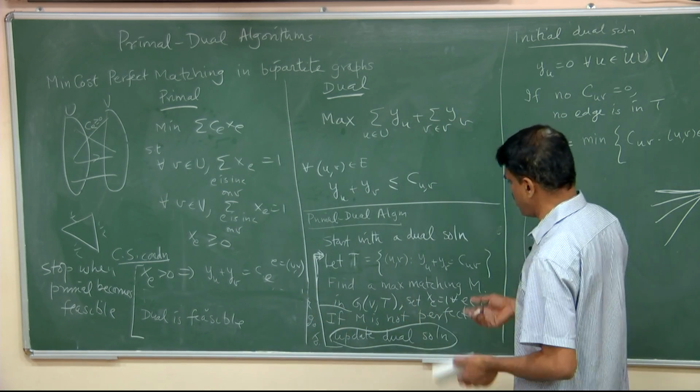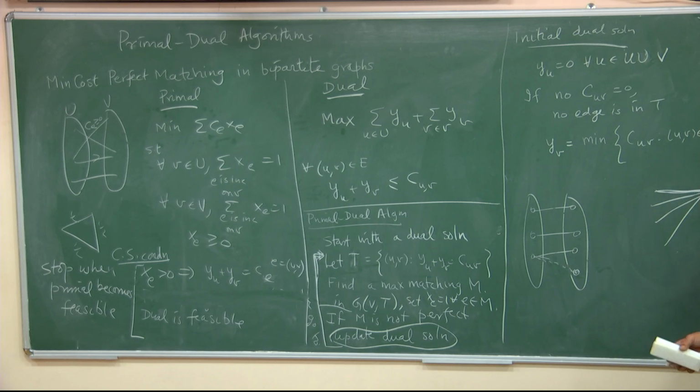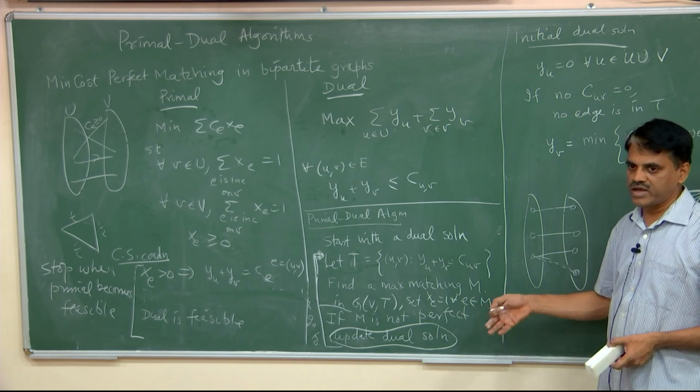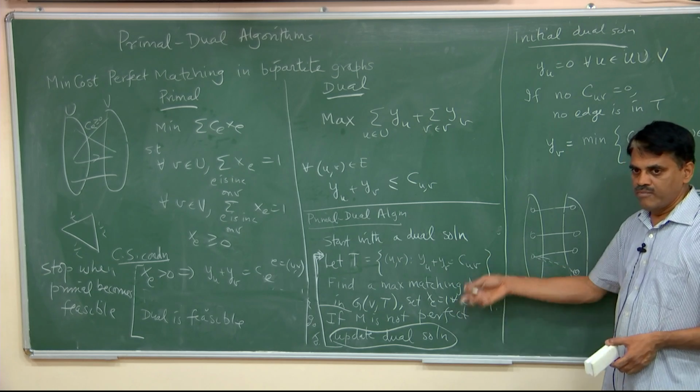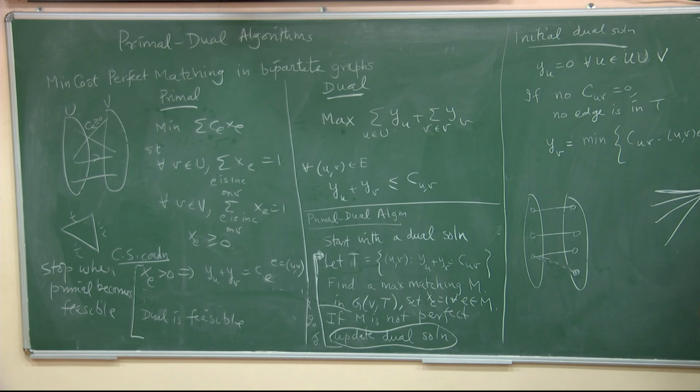Now, if M is not perfect, how do I update the dual solution? This is important because this is an iterative thing, a loop, and I have to argue that this loop will terminate eventually, with at least one edge getting into the matching each time, and you will stop. So here is a procedure to improve the dual optimum.